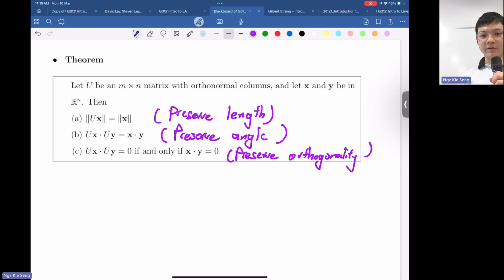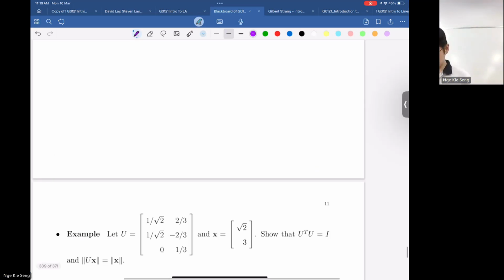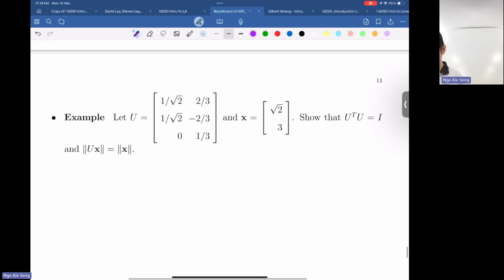I think we won't prove this. Maybe it's not hard to prove also. So a matrix with orthonormal columns is really nice. You will preserve length, preserve angle, and preserve orthogonality. Okay, let's do this. I'll give you 3 minutes. Verify this.